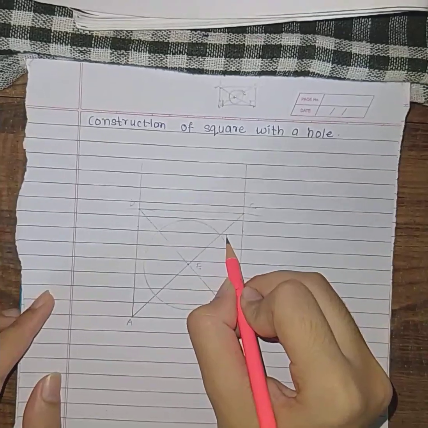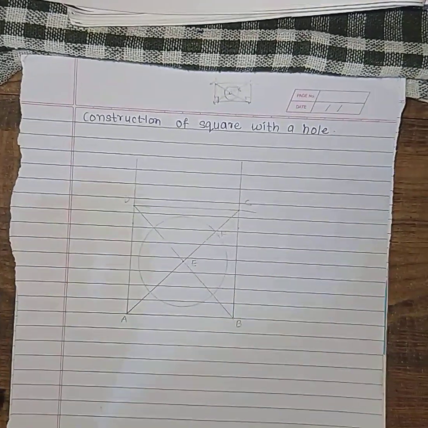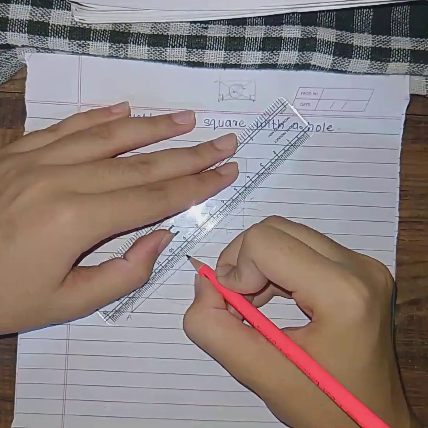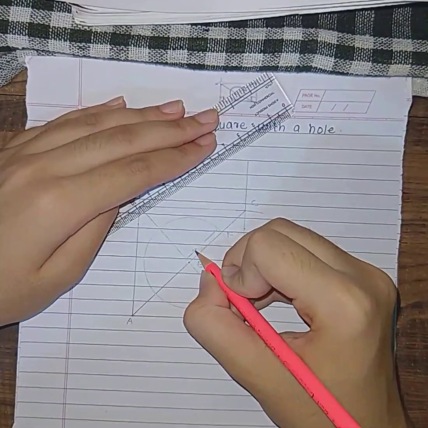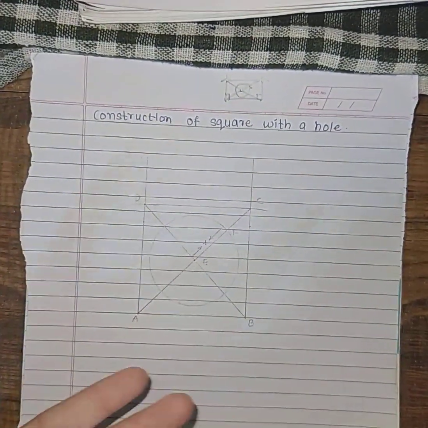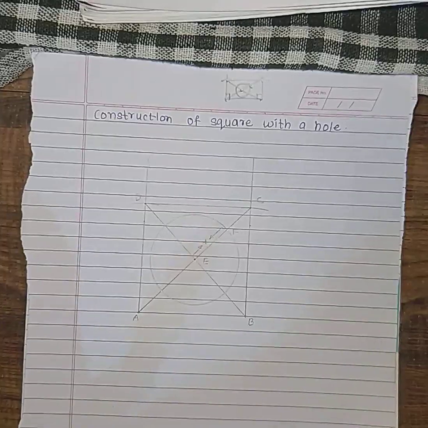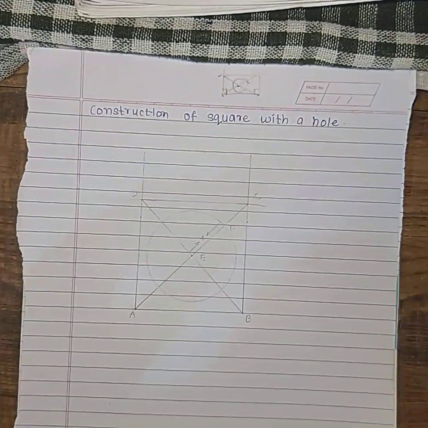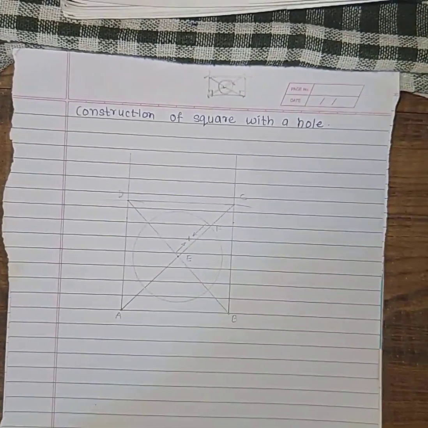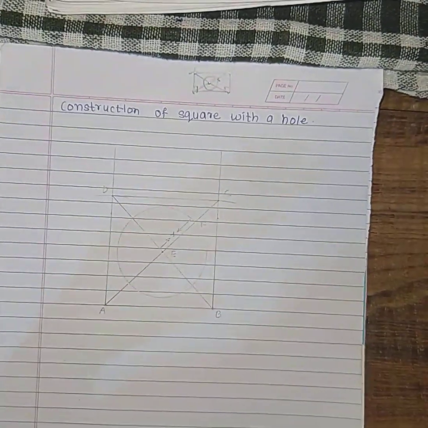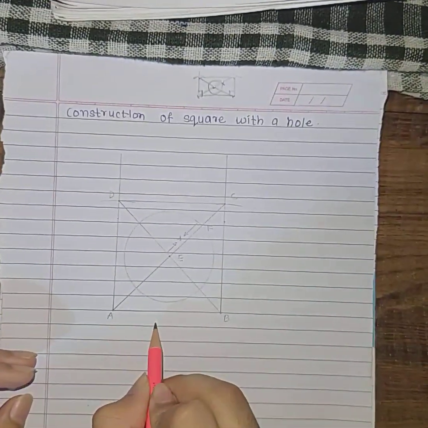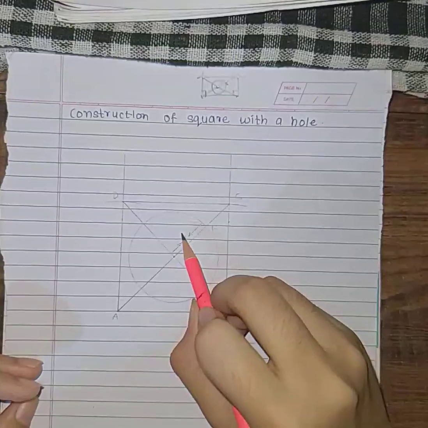This point is F. This is the radius. And this is the center. If you want to write, you can write. So this is how we construct a square with a hole. If the measurements are given, if it is mentioned, construct a square of side 5 centimeter with a hole of radius 2.5 centimeter, then you have to mention this is 5 centimeter and this is how much, 2.5.